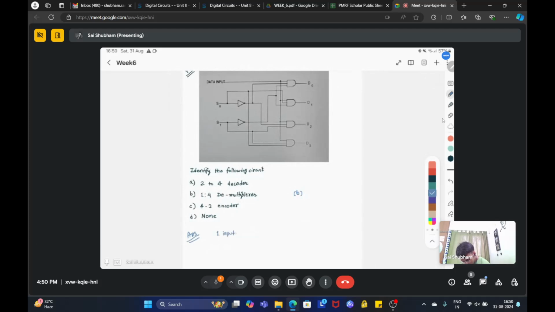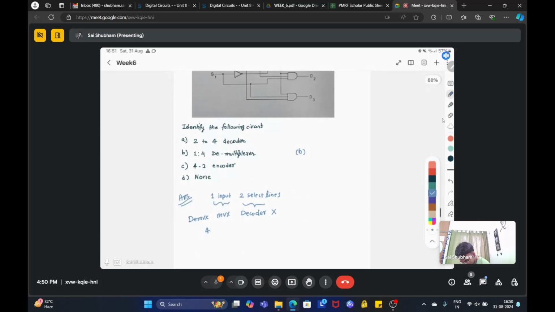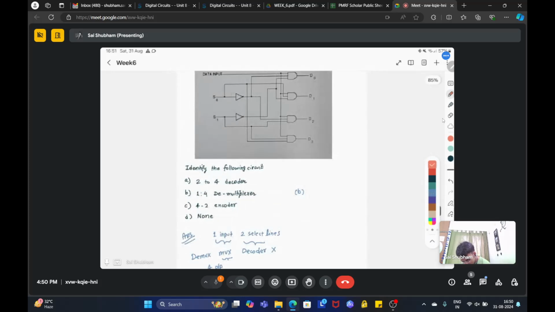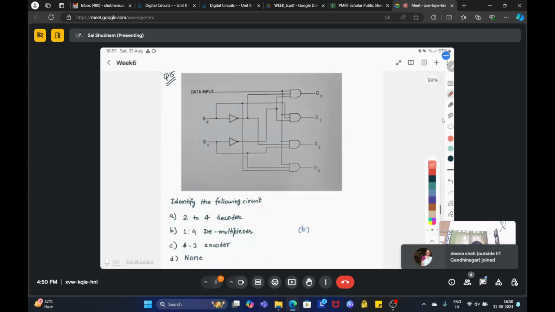you have one input and two select lines. If you have two select lines, it cannot be a decoder because you have an input. A decoder does not have any input apart from the select lines. Since there is an input, either it can be a demux or a multiplexer, but you have four outputs. In a multiplexer you have a single output, but since you have four outputs, the answer has to be a demultiplexer. So B is the answer.